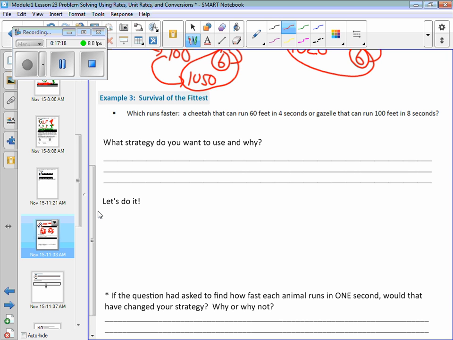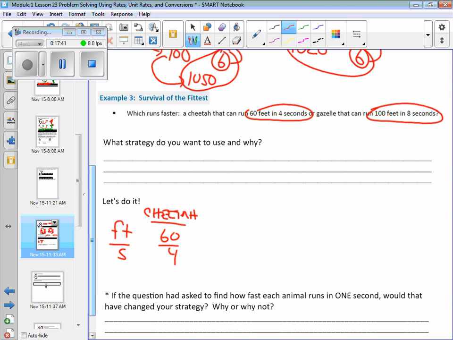Two animals, the cheetah, 60 feet in 4 seconds, and the gazelle, 100 feet in 8 seconds. Let's do TRF. Cheetah first. Feet over seconds. 60 over 4 for the cheetah. Here's the gazelle, 100 over 8. Find the unit rate for both, guys, and then I'll come back.